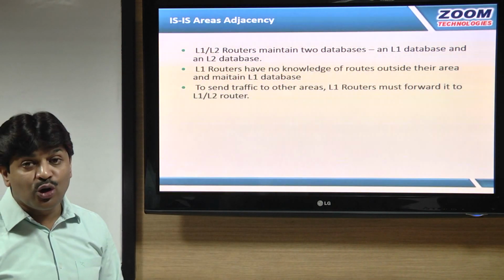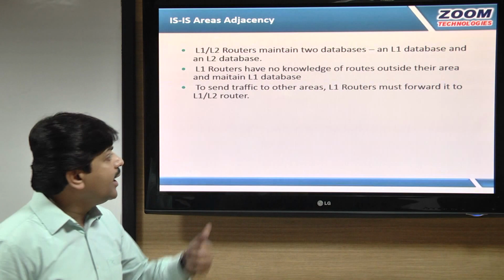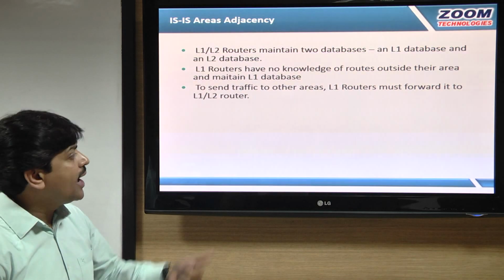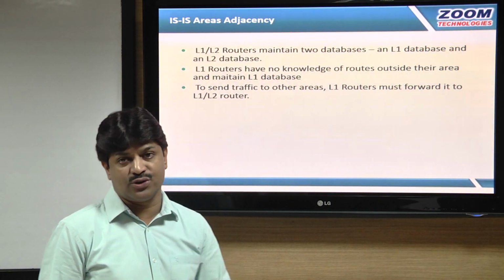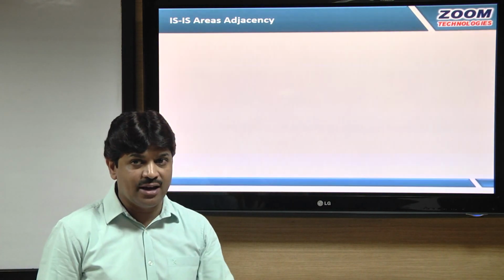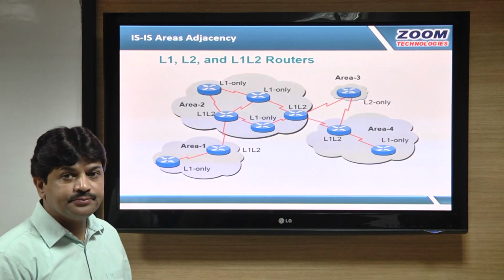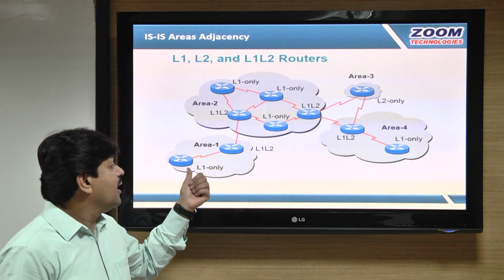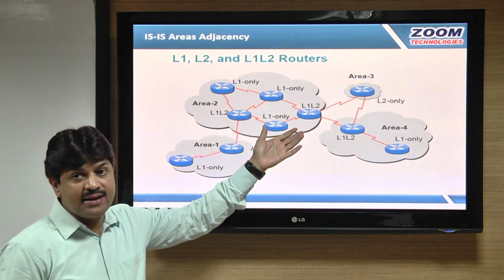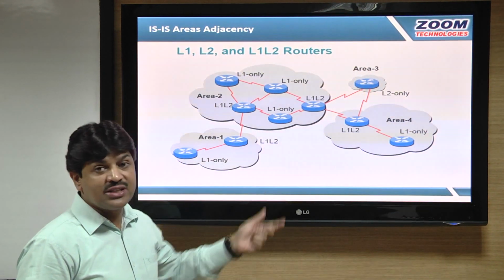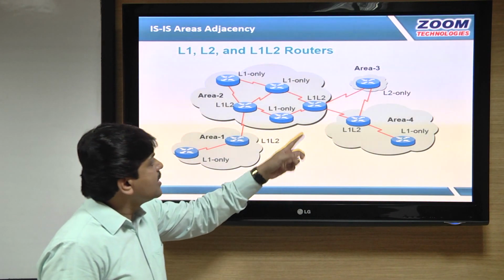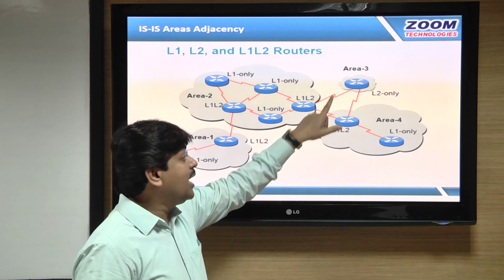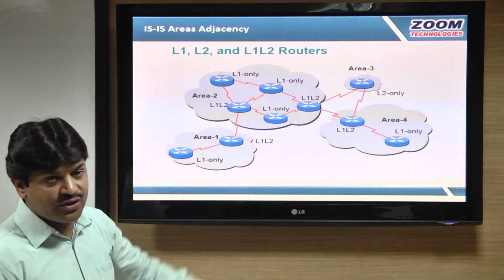L1 routers have no knowledge of routers outside the area and maintain the L1 database. To send traffic to other areas, L1 routers must forward it to L1/L2 routers. An L1 router knows only about its own area. An L1-only router will talk to the L1/L2 router, that is, it sends updates to the L1/L2 router. It does not know about other areas. The L1/L2 router acts like a gateway to reach other areas, right? An L1-only router has to talk to L1/L2. An L2 router will talk to L1/L2 routers or to other L2 routers, right?